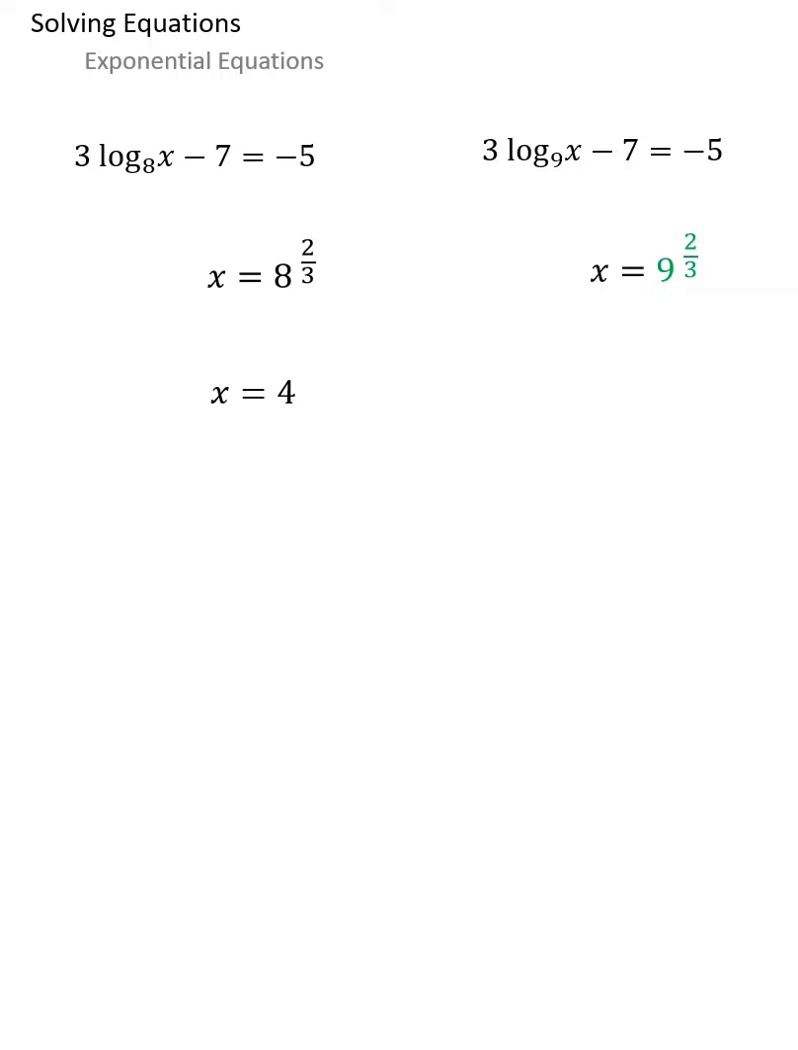I could certainly type it in a calculator. If I did type it in a calculator, I would get about 4.3267, which wouldn't be wrong, but since we typically don't like to use calculators in algebraic environments, I would just leave the answer as 9 to the 2/3. And as similar as these problems are, it's worth noting how fundamentally different the answers look, because in one case, 8 to the 2/3 was simplifiable, but in the other case, 9 to the 2/3 would not be.